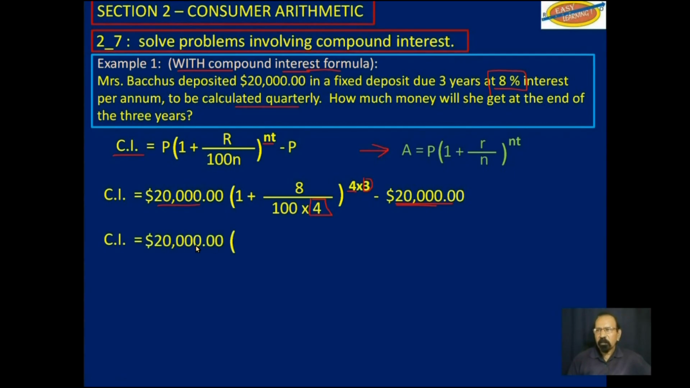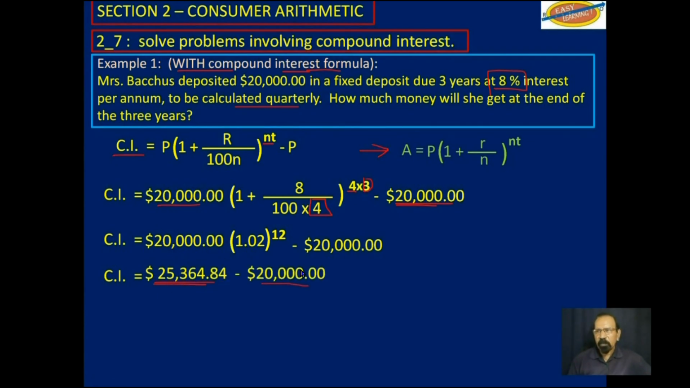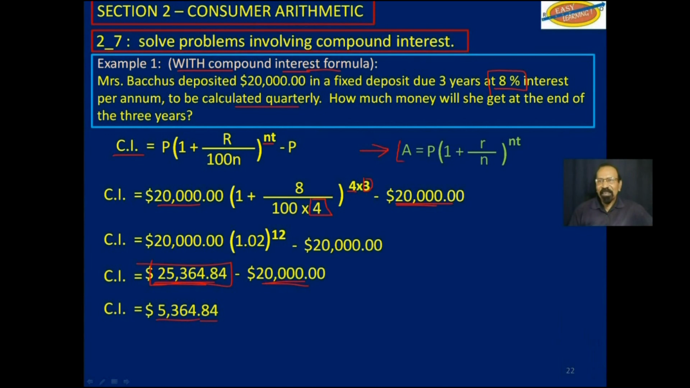So 20,000 multiplied by, when you work out this piece in the bracket here, you get 1.02, and that will be to the 12th power, minus the principal, and you get this amount minus the principal. As I said, this actually is the amount, and we now subtract the principal, and so the interest, the compound interest, is $5,364.84. So let's go and calculate the amount now.